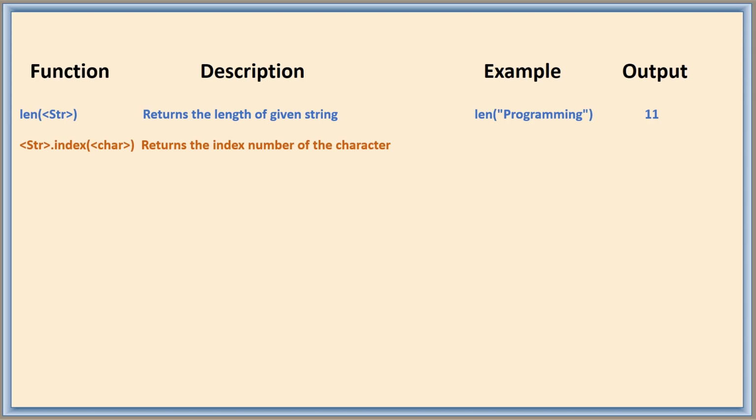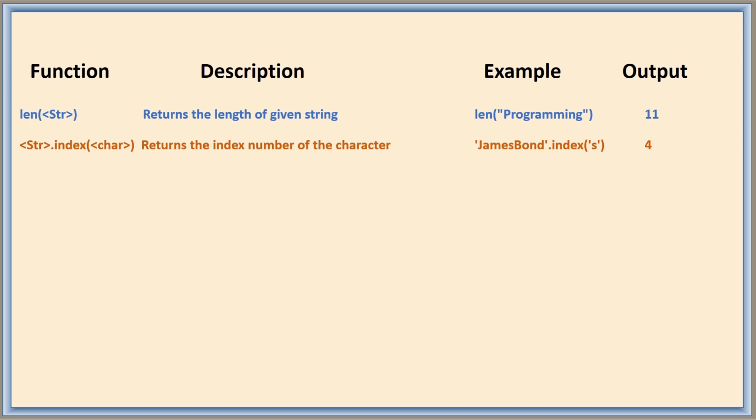We have the index function. This is written as string.index(the character whose index number is needed). For example, if I have a word called "James Bond" and I need the index of S, I will write "James Bond" as a string in quotes, dot index of "S" in quotes as a character. It will return 4 as the result.